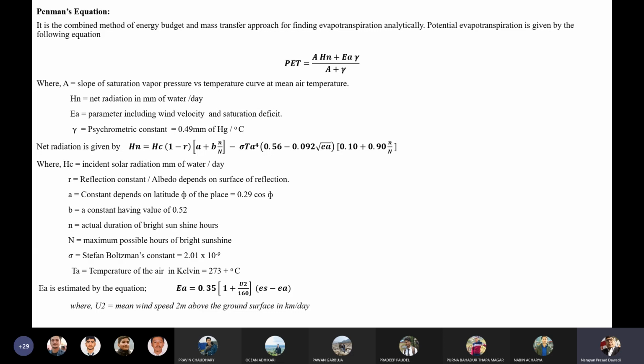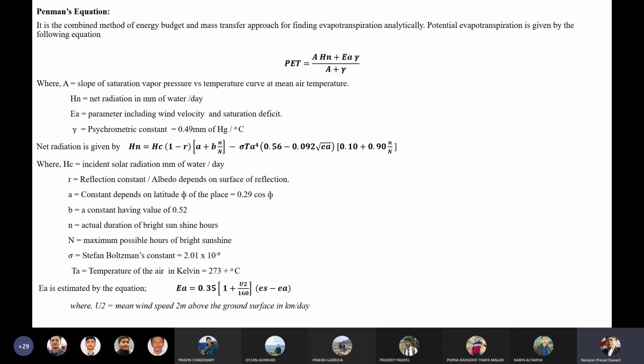Potential evapotranspiration is given by the following equation, which is given by Penman. Potential evapotranspiration, actual evapotranspiration, AET, PET, or consumptive use, any form of the evapotranspiration that is needed, is calculated by using this analytical method of Penman's equation, which is given by A Hn plus Ea into gamma divided by A plus gamma.